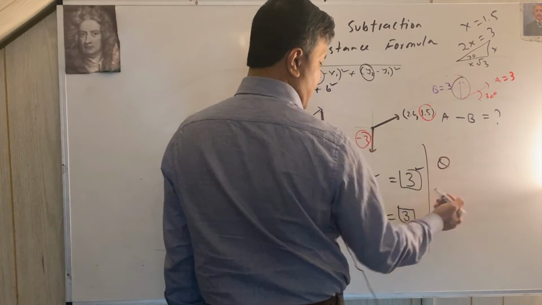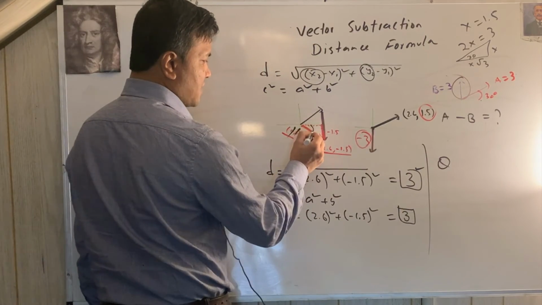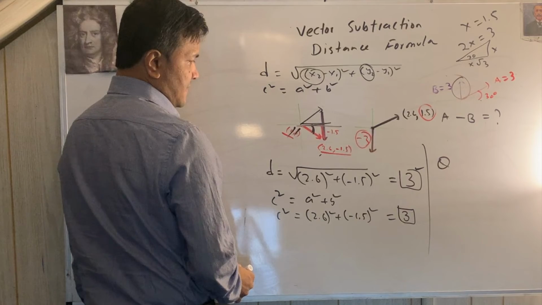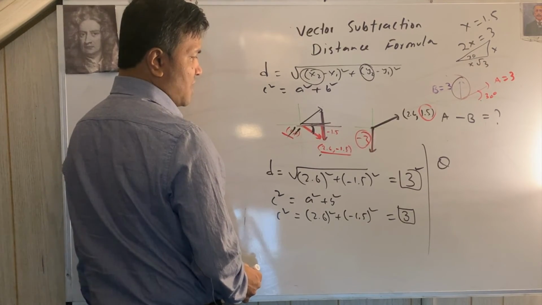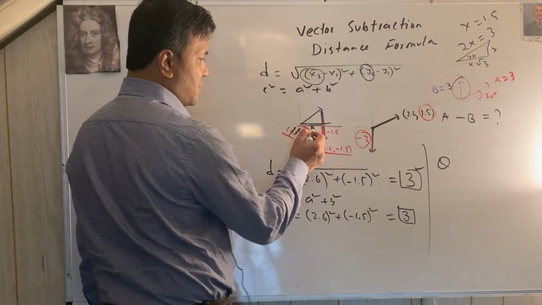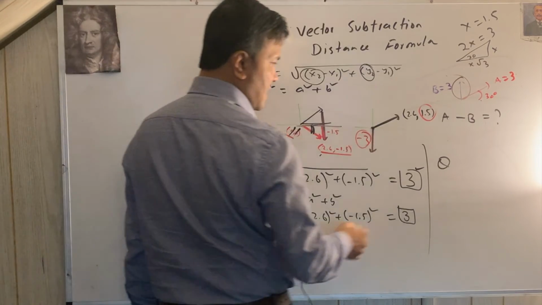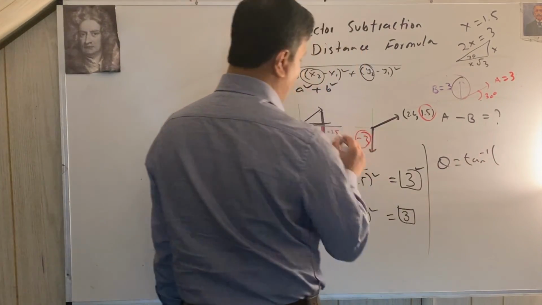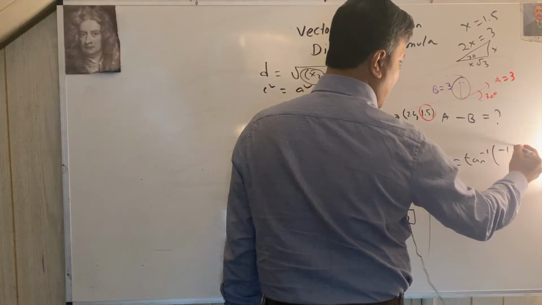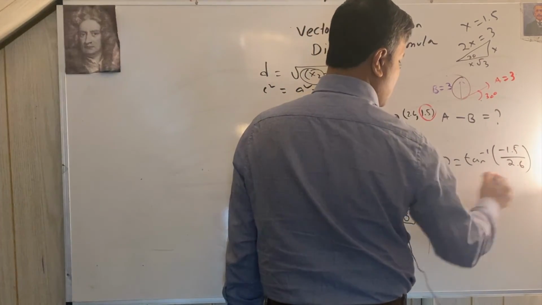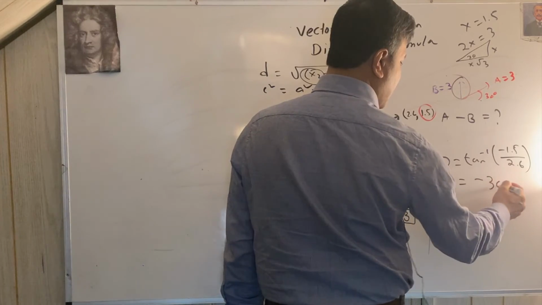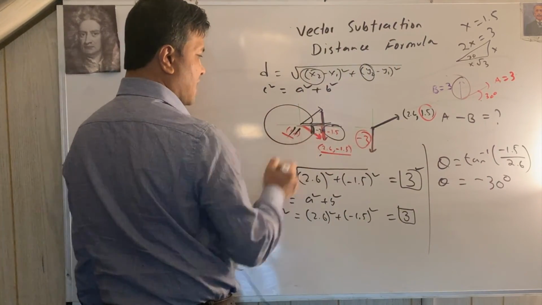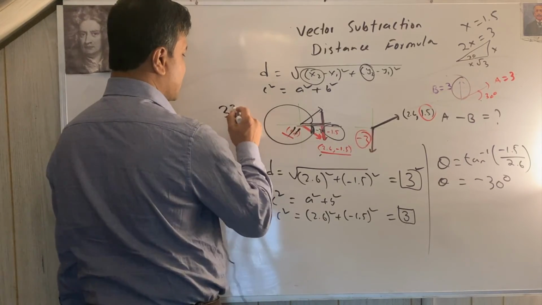Now we're going to try to find the angle between the resultant and the positive x-axis. If we find this one, then we will find the one that is counterclockwise. So tangent inverse of y, which is negative 1.5, over x, which is 2.6, gives us negative 30 degrees. If this is negative 30 degrees, then the angle counterclockwise is 330 degrees.